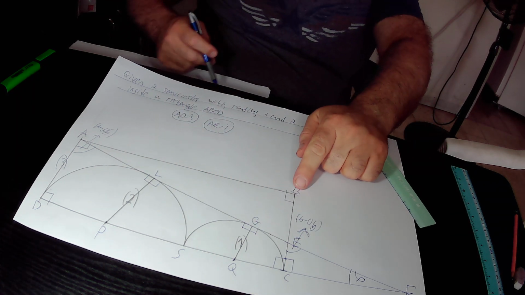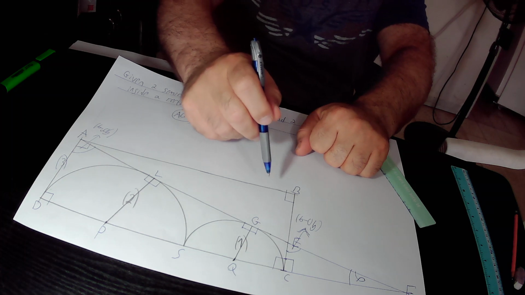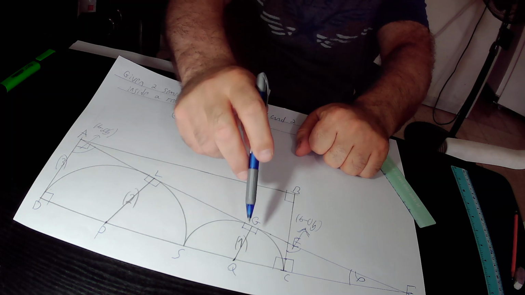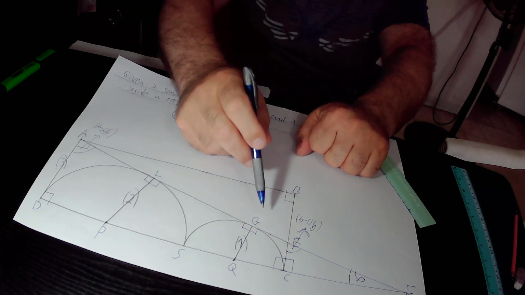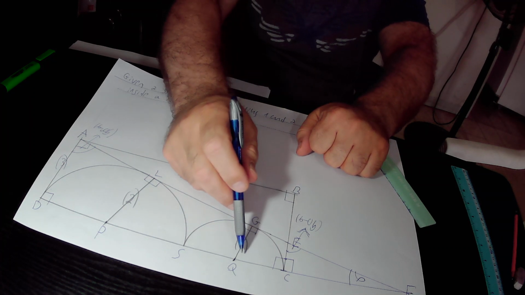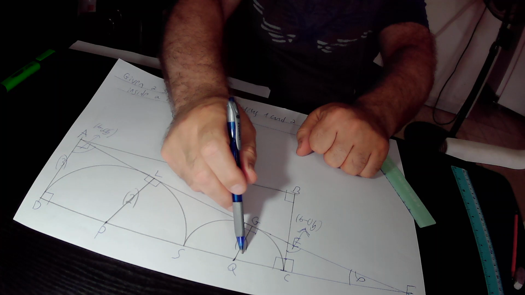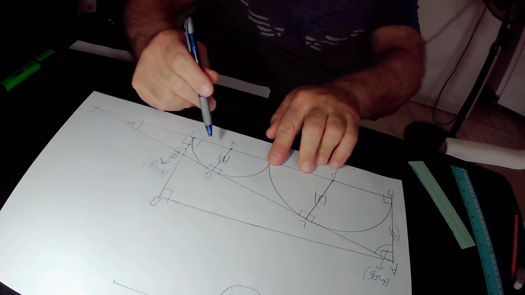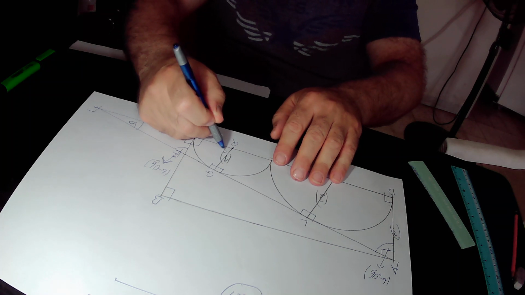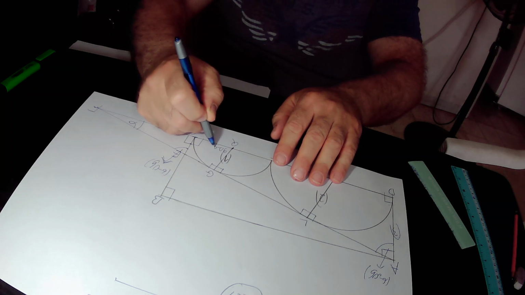So in this small right triangle QGF, this angle equals alpha, this angle equals 90 degrees, therefore this third angle must be equal to 90 degrees minus alpha. So write it down. This angle equals 90 degrees minus alpha.